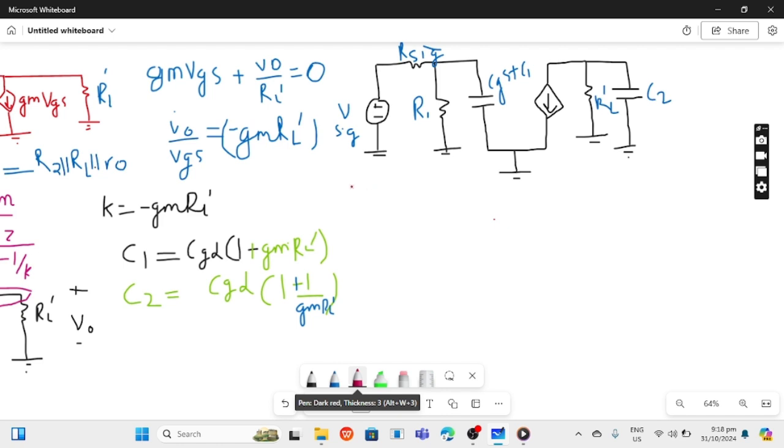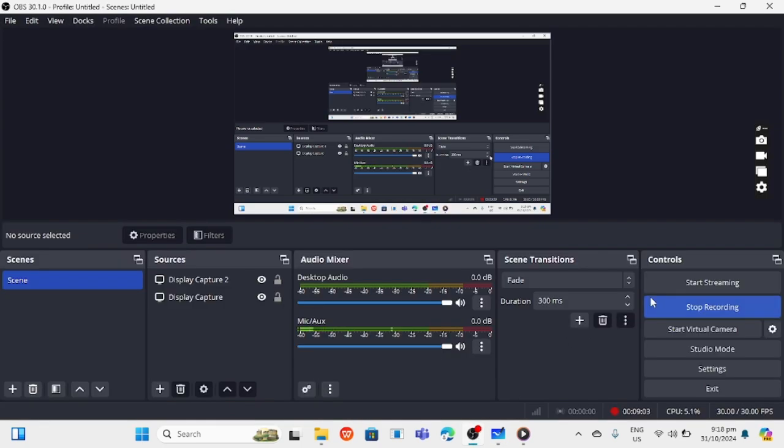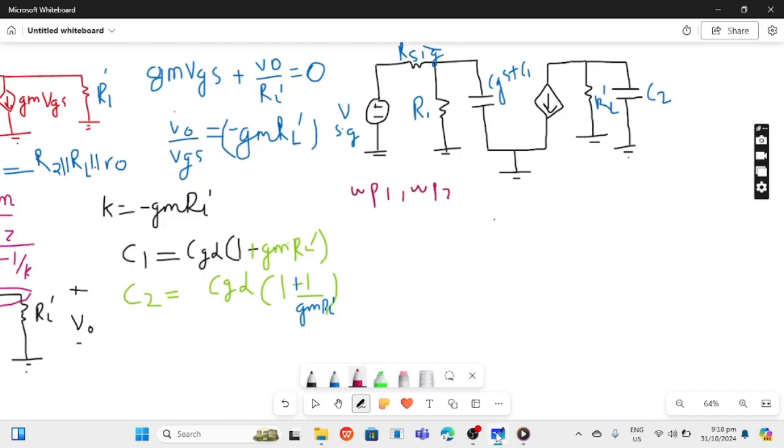So now again you will find omega 1 and omega 2, that is, what the values of omega 1 and omega 2 are. So now you will just see what their values are. For omega P1 and omega P2 you will simply use tau. So now tau is equal to RC. This will be the formula you will be using.